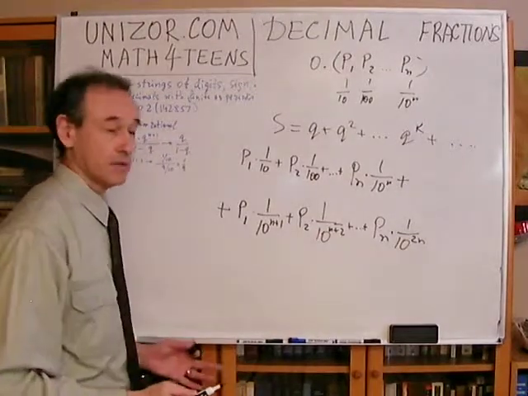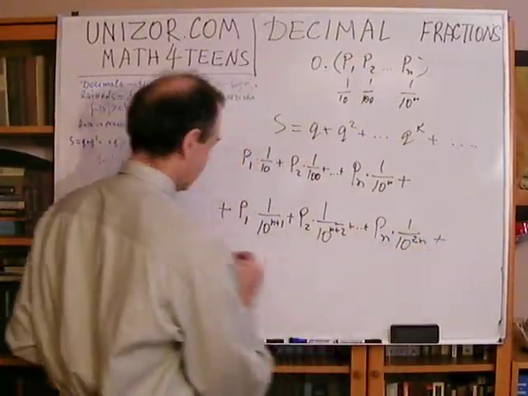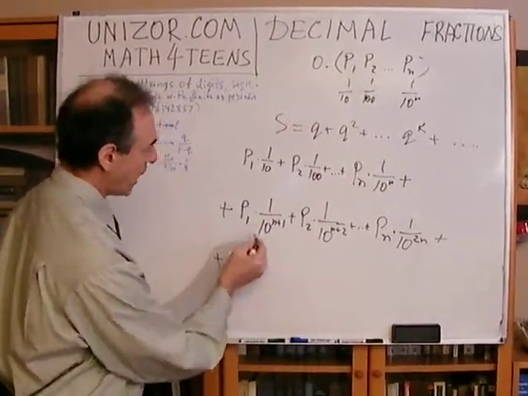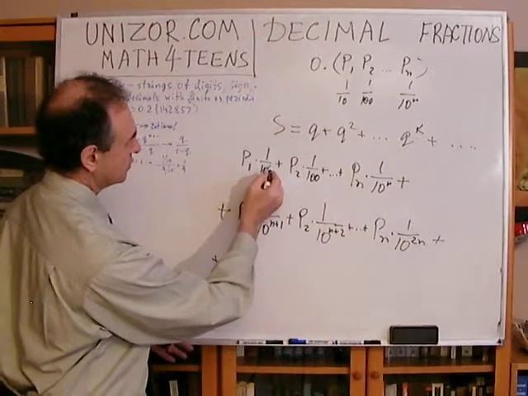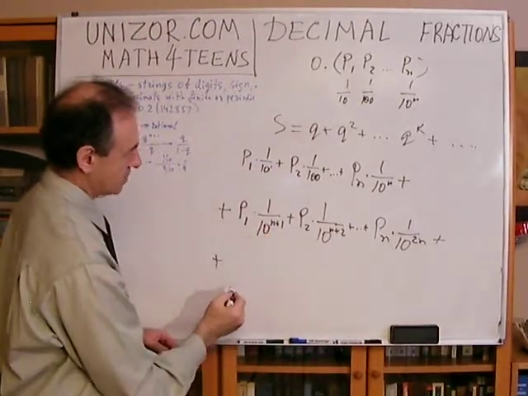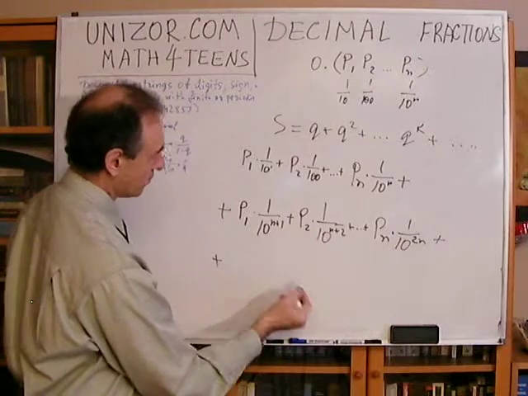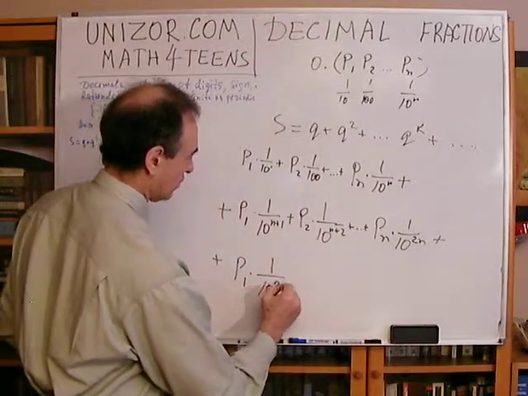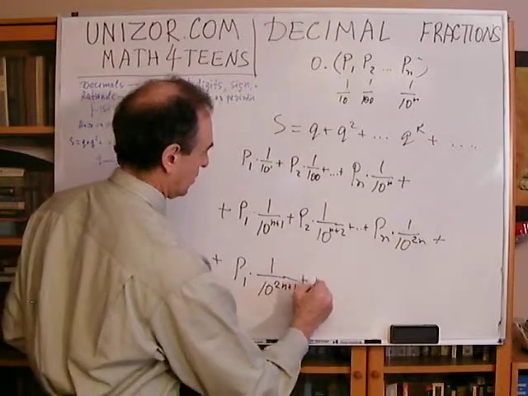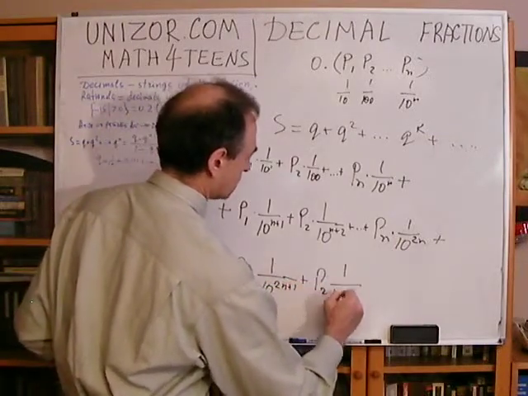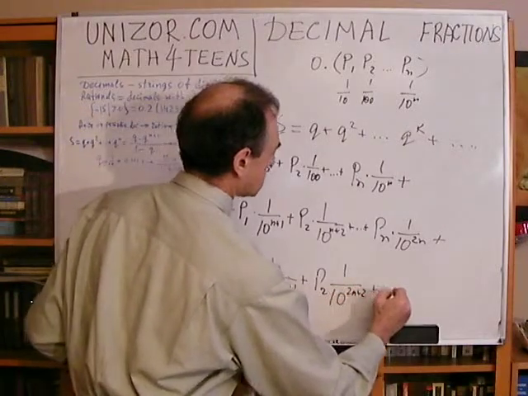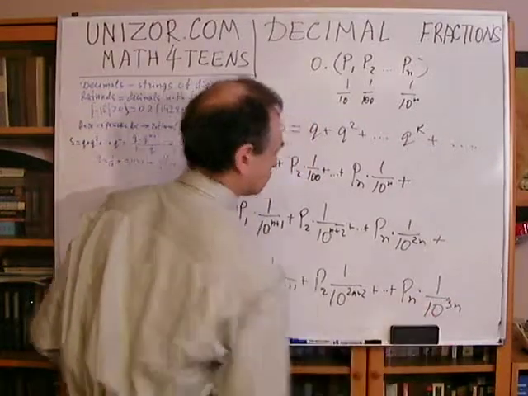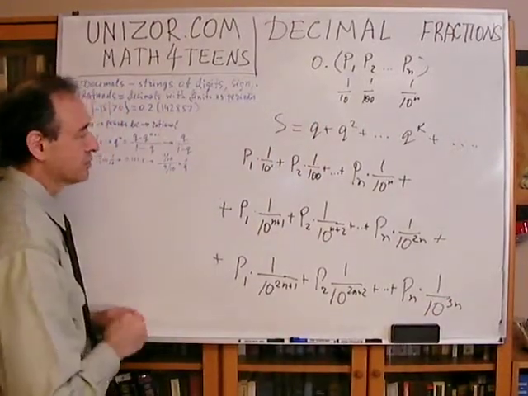But this is not the end of it, right? It's infinite. So again, there will be another one, and another one, and another one. Every time, weights will be, you see, this is 10 to the first degree, this is 10 to the n plus first degree. Then it will be 10 to the 2n plus n degree. p1 over 10 to the 2n plus 1, plus p2 over 10 to the 2n plus 2, etc., plus pn times 10 to the 3n, etc., up to infinity.